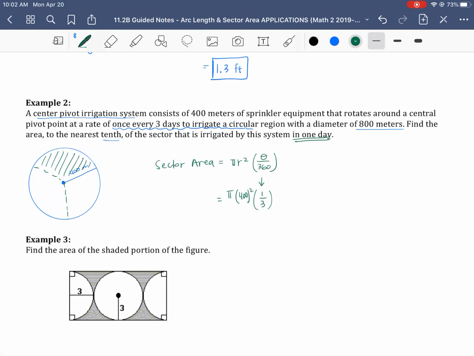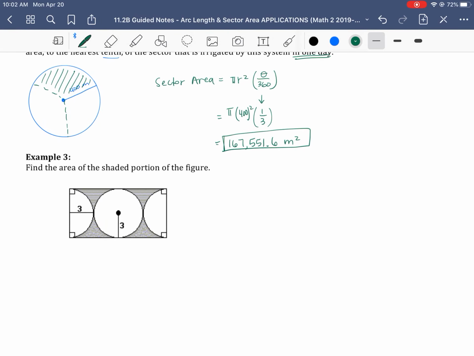Our radius is 400 in this case. So we're looking at something like this, right? So we're going to take 400 and we're going to square that, and we're multiplying that by pi. And we only want a third of that. So in this case, we're looking at 167,551.6 square meters. So again, finding the sector area on example 2. Last one, example 3. Find the area of the shaded portion of the figure.